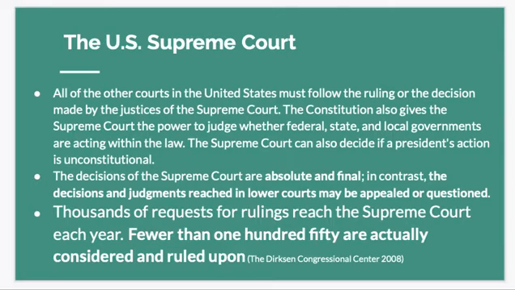All of the other courts in the U.S. must follow the ruling or the decision made by the justices of the Supreme Court. The U.S. Constitution also gives the Supreme Court the power to judge whether federal, state, and local governments are acting within the law. The Supreme Court can also decide if a president's action is unconstitutional. The decisions of the Supreme Court are absolute and final. It is the court of last resort.